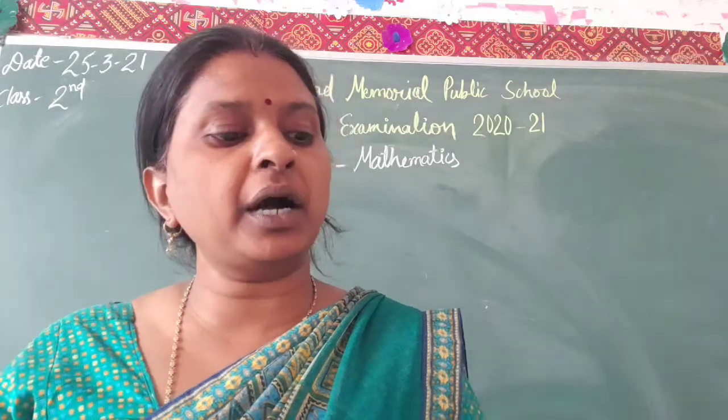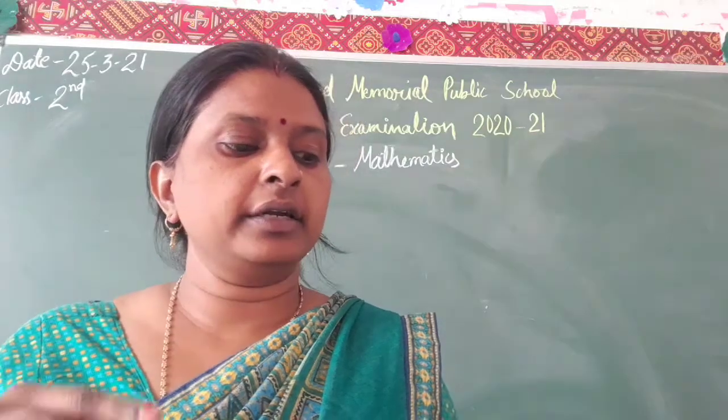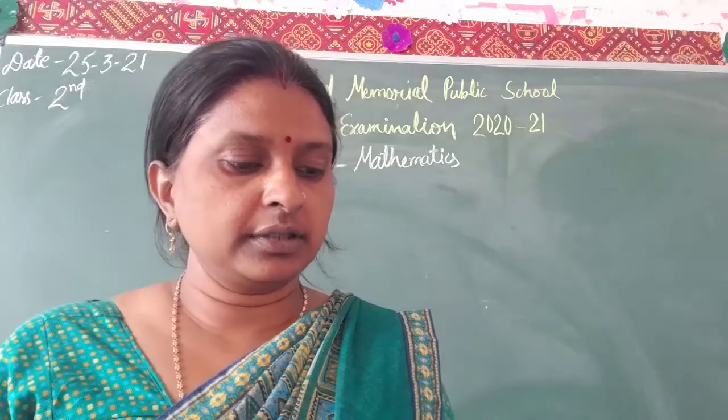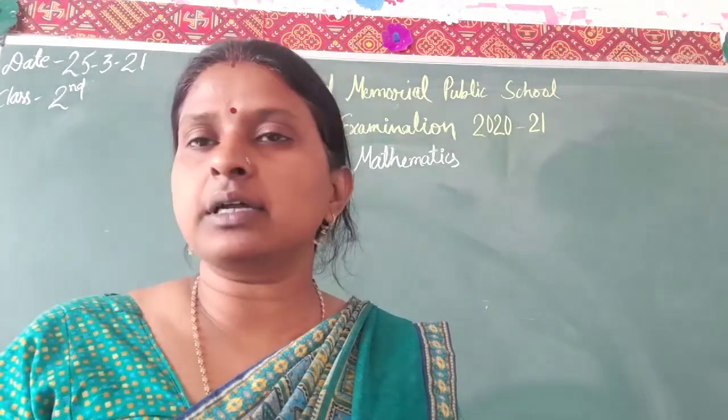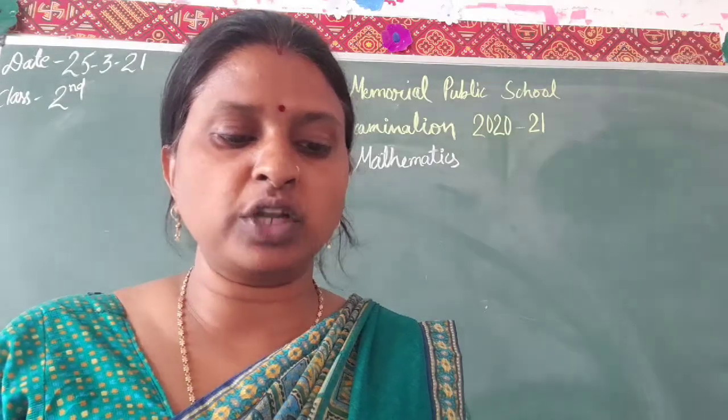And in B part you have to subtract 948 and 235. Clear, student? This is also an addition question. This question is same as 1, 2, 3, 4.